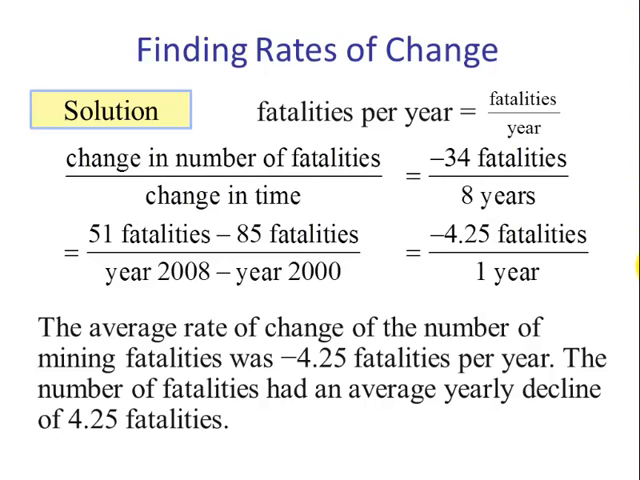So what does that negative number mean? It means that the number of fatalities had an average yearly decline of 4.25 fatalities.